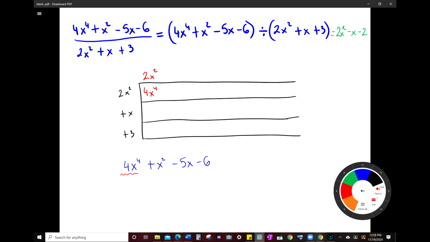And at the same time, when I figure it out, 2x squared times 2x squared gives me 4x to the 4. That also helps me figure out the rest of this column. So then I will have 2x squared times x. Let me show my work right here. I have 2x squared times 2x squared is 4x to the 4. And then 2x squared times x gives me 2x to the 3rd. And then 2x squared times 3 gives me 6x squared.